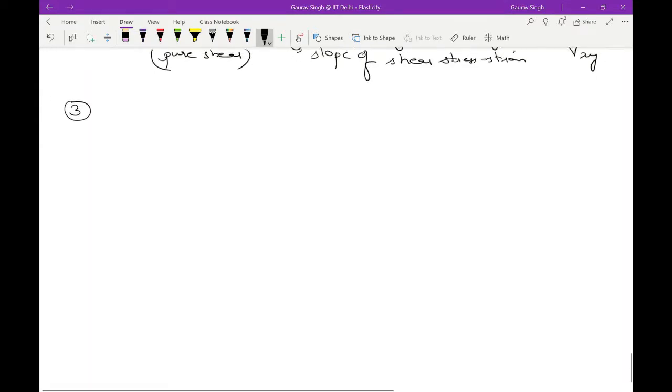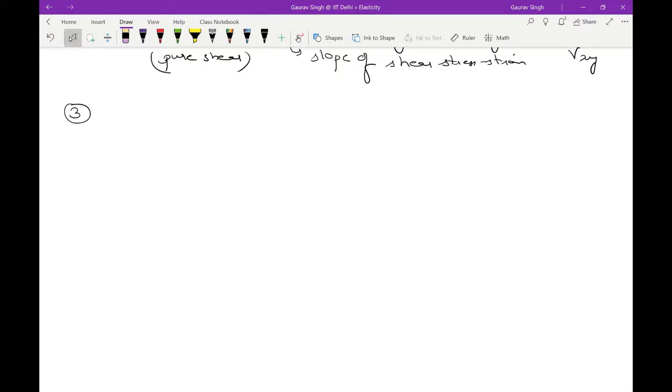Now let's virtually conduct another test, and that's a simple hydrostatic compression. This is the same kind of a loading which an element would have, a solid would experience if it is immersed in a liquid. So you would have pressure from all the three sides. Okay, this is called a hydrostatic compression.